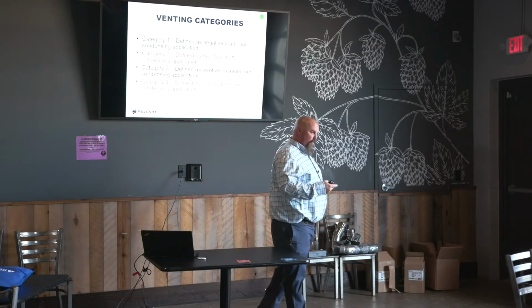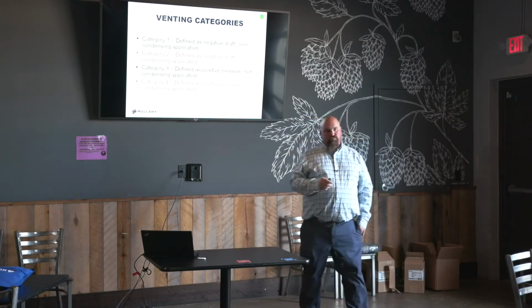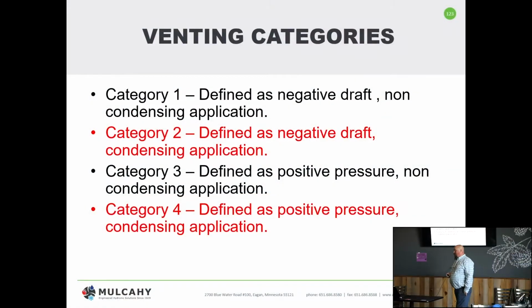Category 2. I'm pretty darn sure this is the category you will see the absolute least of. But this is defined as a negative draft, but in a condensing application. So I am not pushing the flue products through the pipe. The pressure inside the pipe is still less than the pressure outside of the pipe, but I have the potential for condensation to form in there. So the material of the vent pipe has to be able to withstand that acidity, okay?